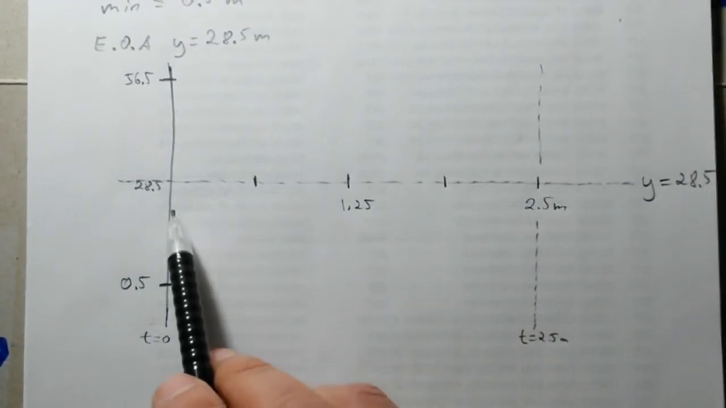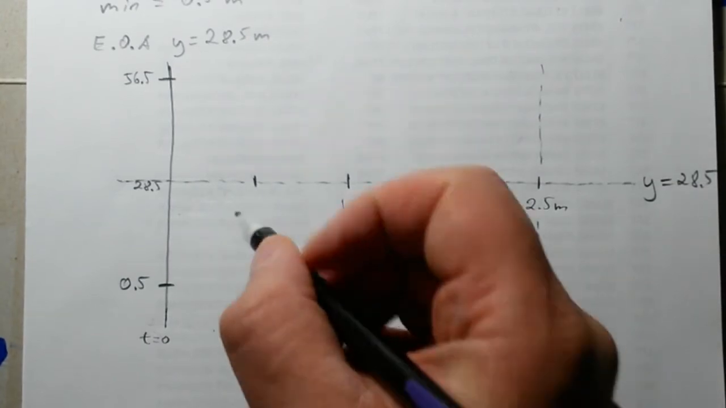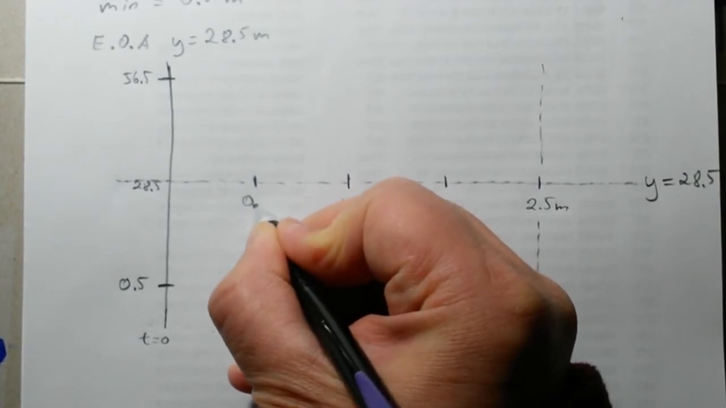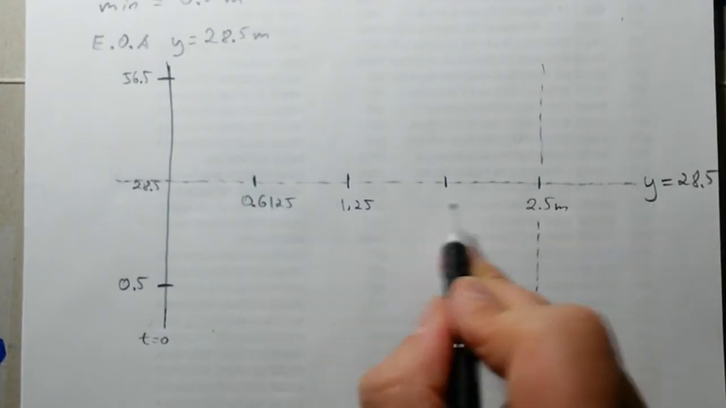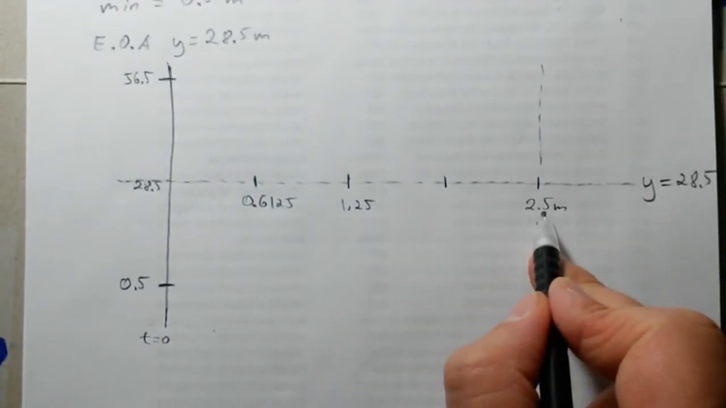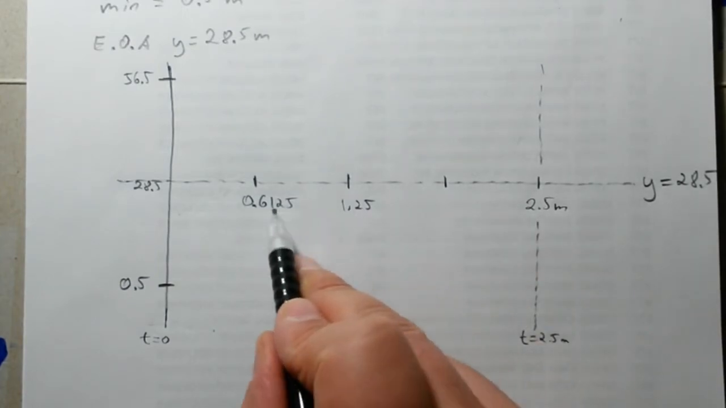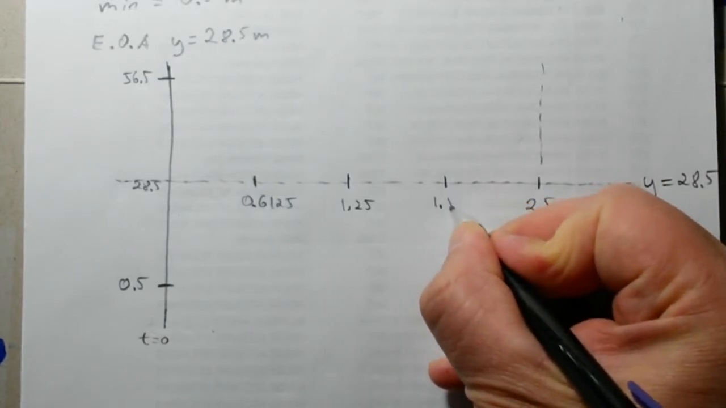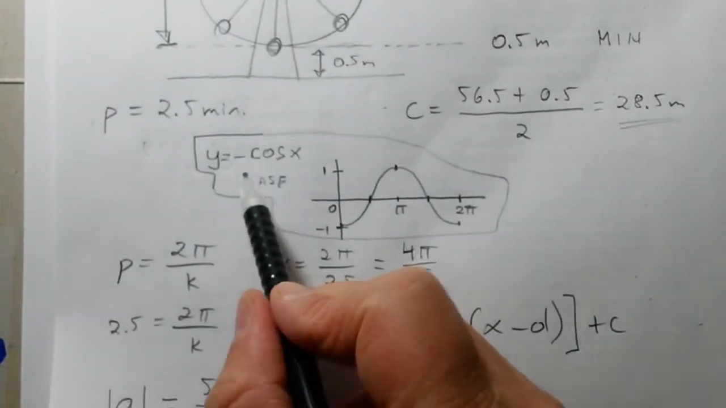Okay, what's halfway between these 2 points, 0 and 1.25? Let's label this. I'm getting 0.625. And between these 2 points, 1.25 and 2.5, add this plus that, and that would give us 1.875.